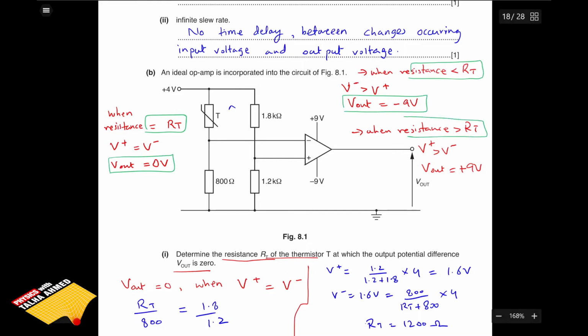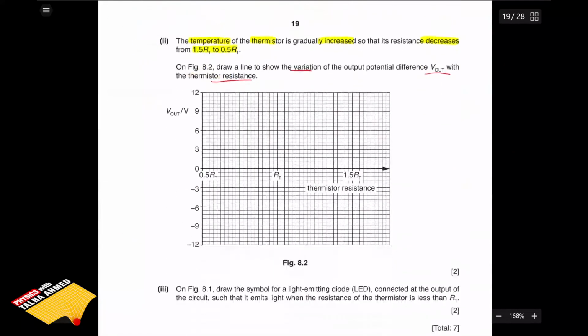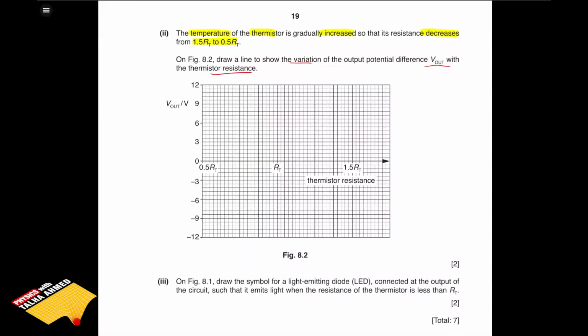And when the resistance is greater than RT, the output is going to be plus 9 volts. So now we can plot that graph. Make sure that the line crosses the 0 value when it is crossing the resistance RT. But for all values less than RT, it's going to be minus 9. And for all values bigger than RT, it's going to be positive 9.